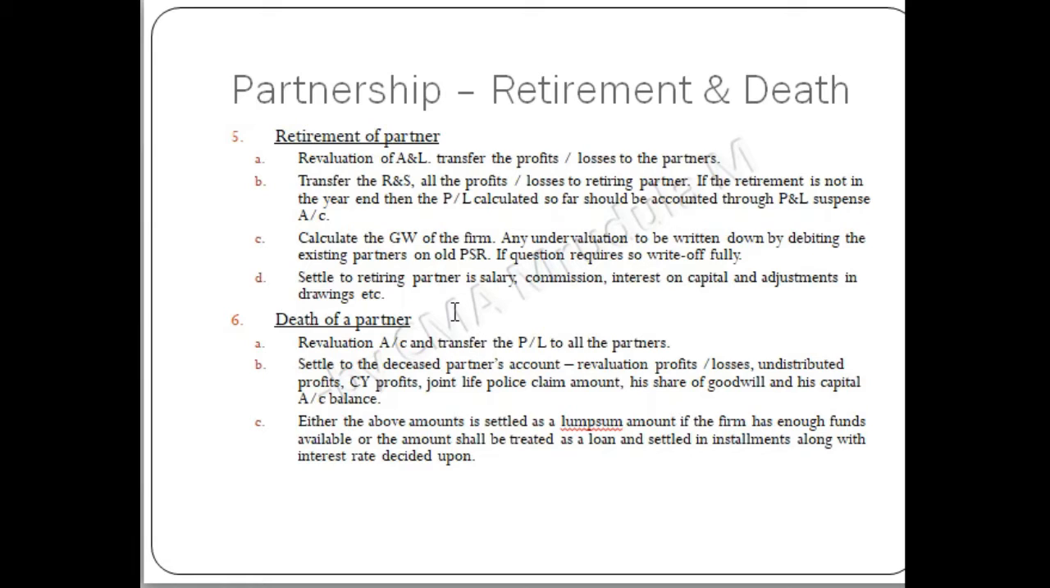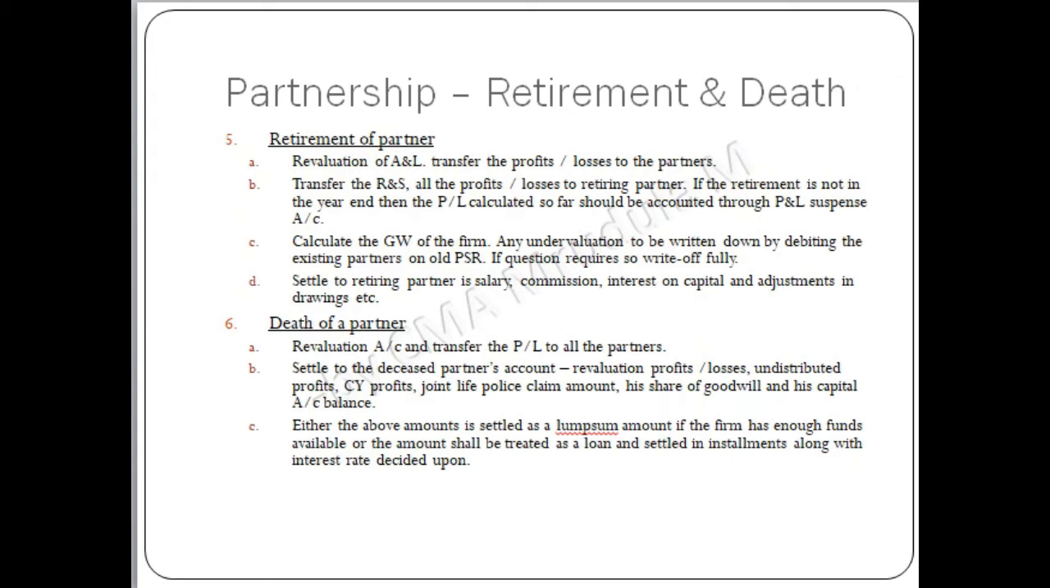In case of death of a partner, the partner's executor's account has to be opened, and in a similar fashion, revaluation, profit and losses, undistributed profits, current year profits to the date of death, joint life policy claim amount, and his share of goodwill have to be distributed to him. Settle the salary, commission, interest on capital, and adjustments in drawings, if any. Now, the amount could be settled as a lump sum if the firm has enough funds, or it shall be treated as a loan and settled in installments along with an interest rate decided upon.